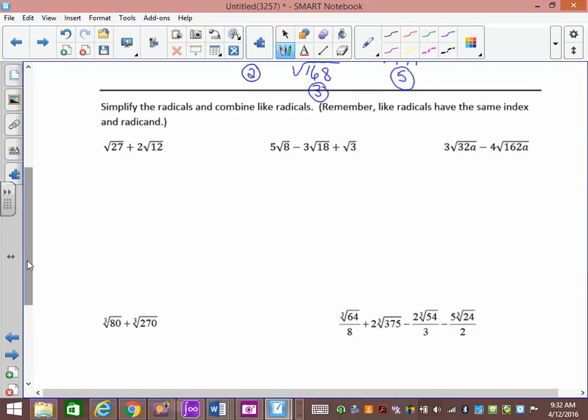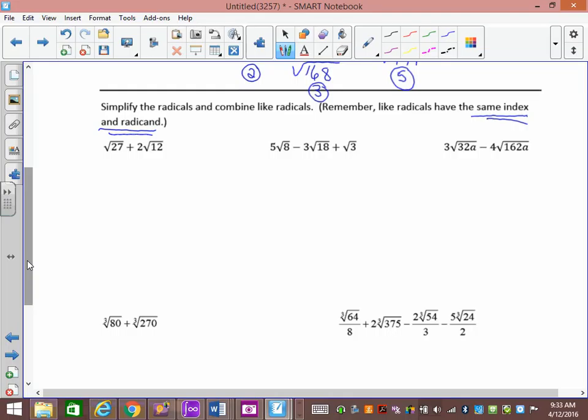So right now you'd say, well, I'm done. There's nothing I can do. Simplify the radicals and combine like radicals. So remember, like radicals have the same index and radicand. So some people will say, okay, that's good, I'm done, I can't even put them together. There's root 27 and root 12. They're not the same. We have to reduce them. We have to make simplified mixed radicals. So this is why your square root and cube root chart are going to be of importance to you.